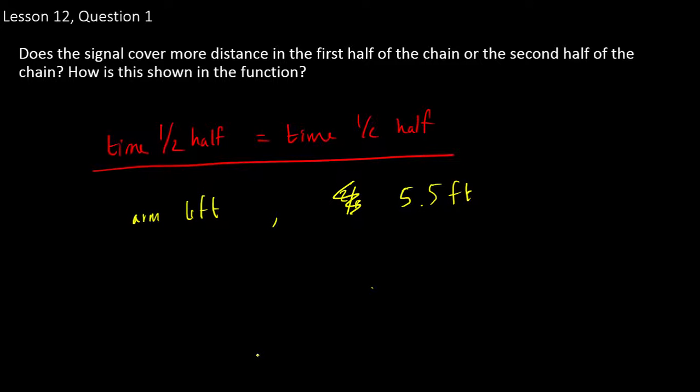And in each case, it's 30 people. So which is going to travel more distance? 30 people with an arm span of 6 feet or 30 people with an arm span of 5.5 feet?